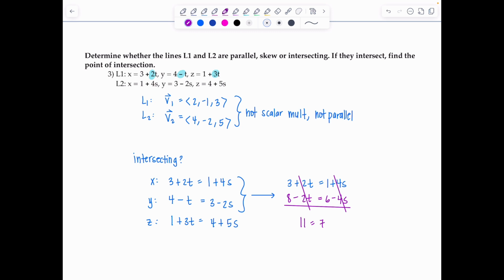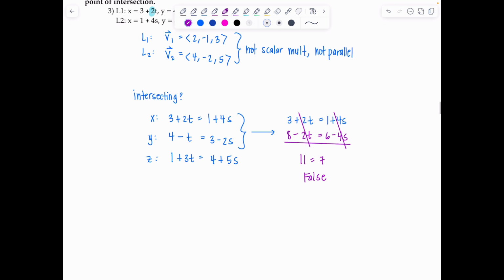Well, that's certainly not true. That's as false as it gets. So what does that mean? That means there's no solution to this system.